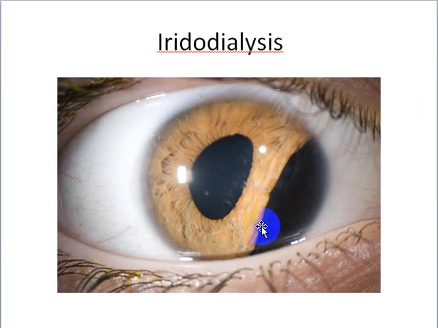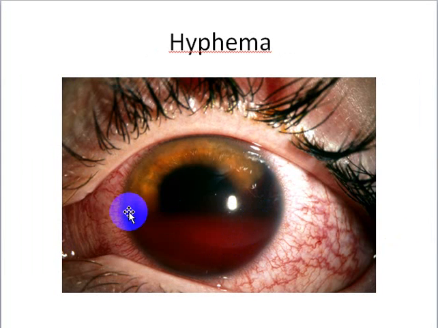This picture shows iridodialysis. Here the iris is avulsed from its root. The second picture shows hyphema. Here is a level of blood in the anterior chamber, which means hyphema.